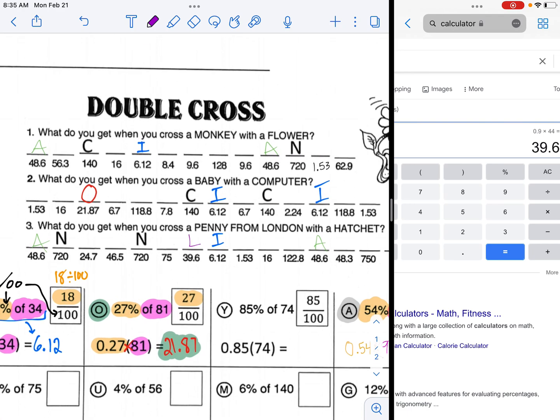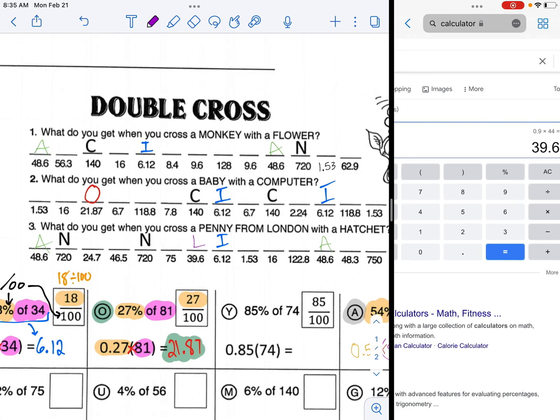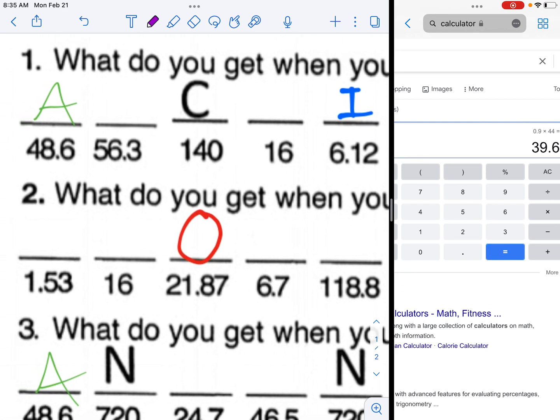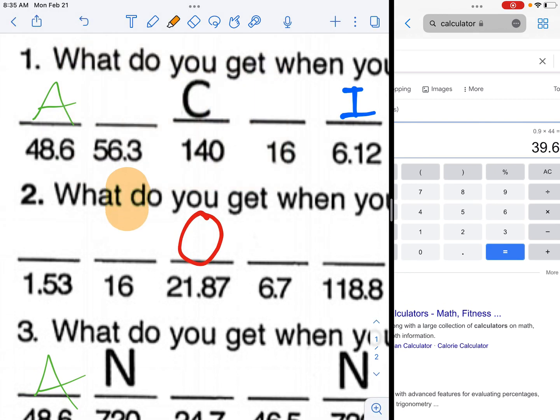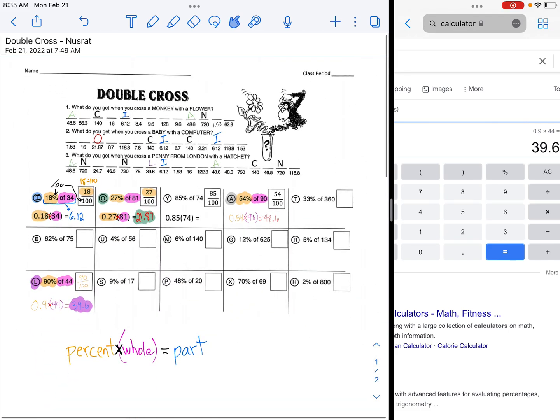There will be some spaces here, like spaces between words. Like if you look at the questions, there's a space between what and do and you and get. You're going to have spaces between your letters, all right? So every single answer should be up on top. All right, good luck.